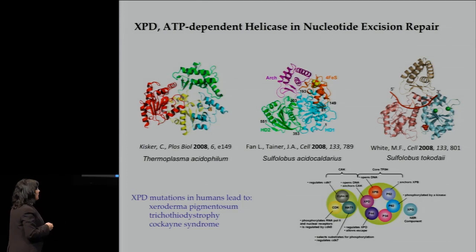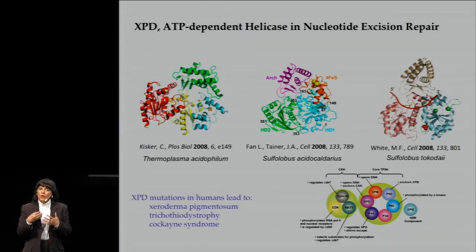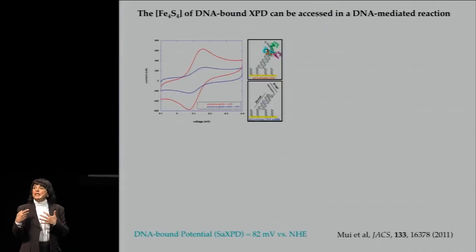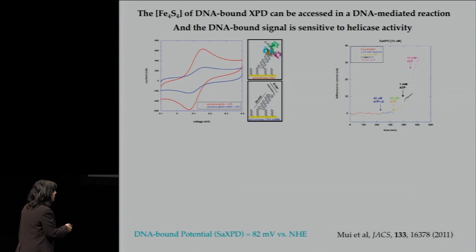Okay. While we were doing these experiments, more and more proteins were being found to contain iron-sulfur clusters. Here's another one, XPD. It's involved in another repair cycle. This is XPD from archaea. And in each of these structures, what one sees is that it has an iron-sulfur cluster. And it turns out this is an ATP-dependent enzyme. You take this protein, you put it on an electrode, you see the same blip of current. It has a very similar potential. But now when you add ATP, turning on that repair process, the signal goes up.